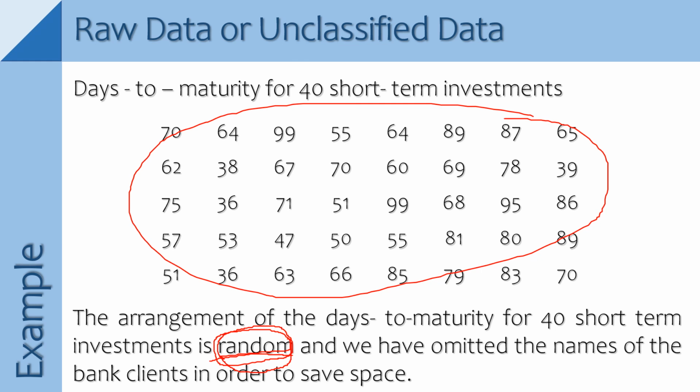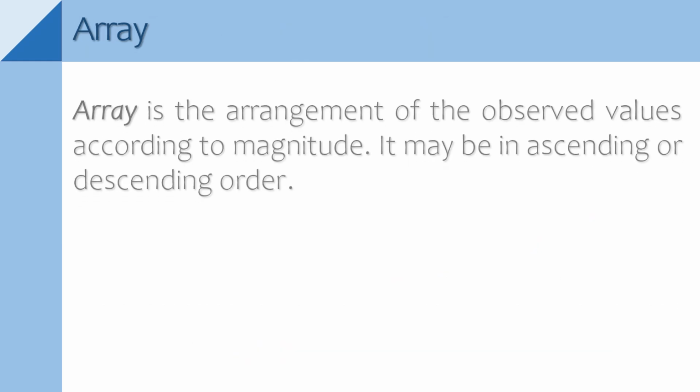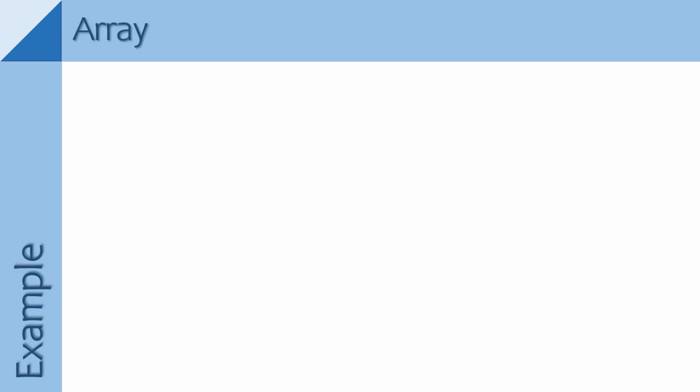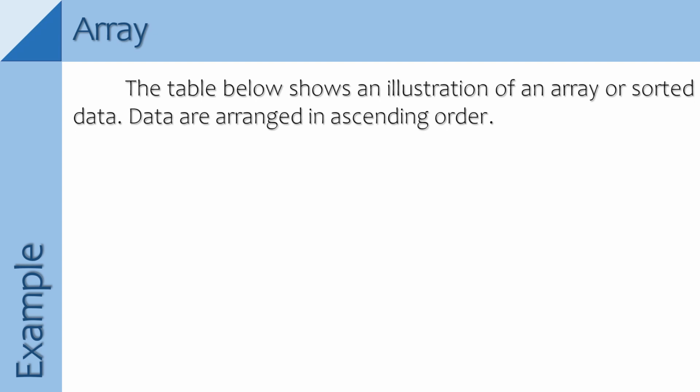Next, we have the array. An array is the arrangement of the observed values according to magnitude, and it may be in ascending or descending order. Unlike the raw data, which has no order and is written randomly, in an array there is already magnitude, and it could be written in ascending or descending order. For example, the data below shows an illustration of an array or sorted data. The data are arranged in ascending order.